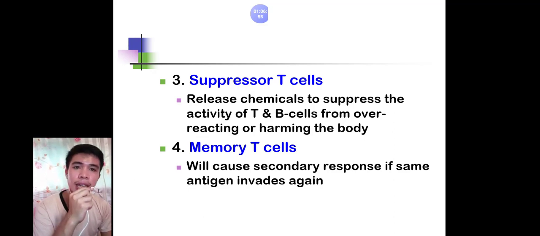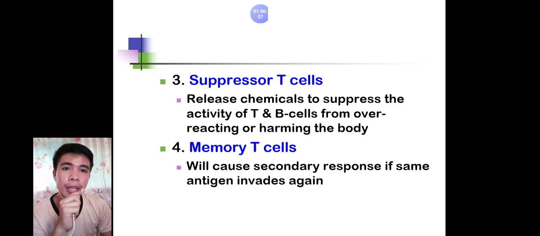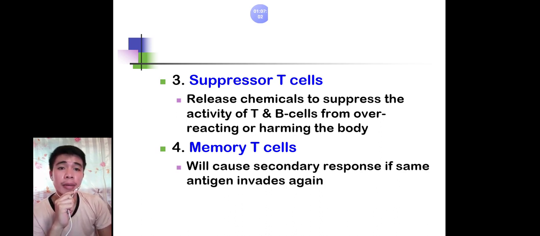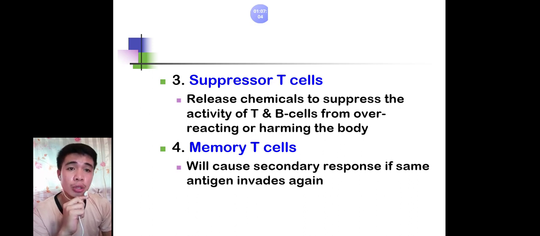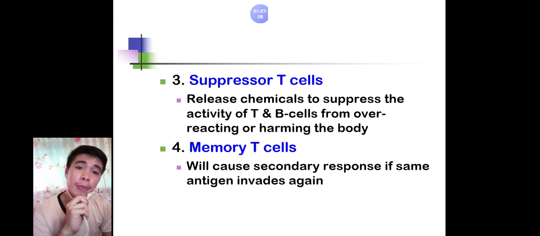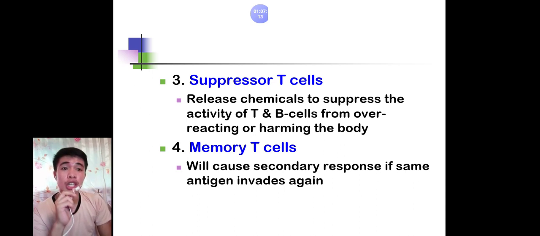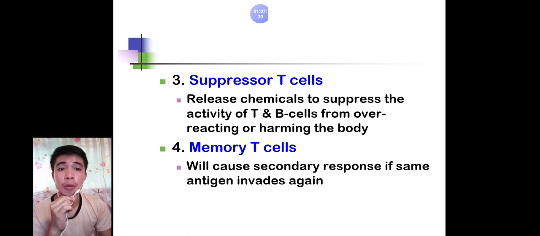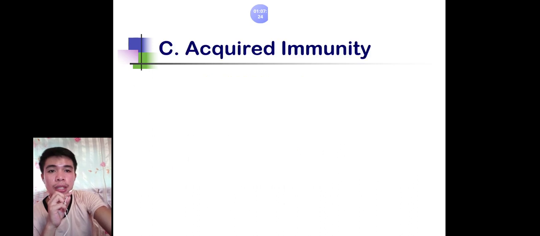Suppressor T cells release chemicals to suppress the activity of T and B cells from overreacting or harming the body. That is the suppressor T cells. The memory T cells will cause a secondary response if the same antigens invade again. So when the same antigens return and invade, the memory T cells produce the secondary response. So, acquired immunity.